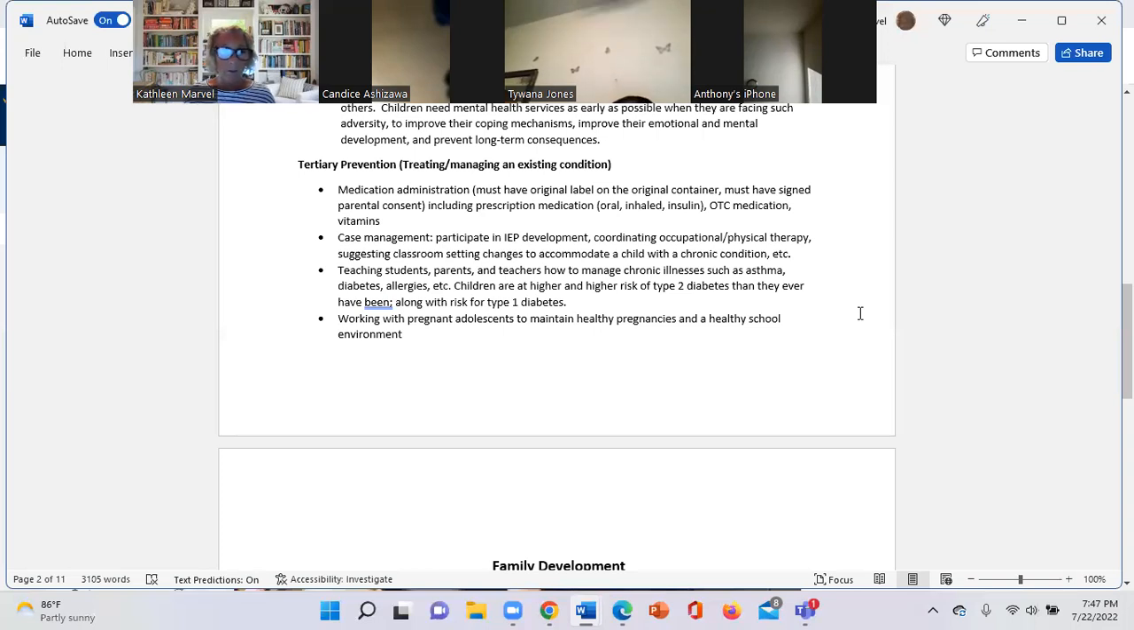our diabetic students. And then working with pregnant adolescents to maintain healthy pregnancies and healthy school environment. Okay, we want to make sure that these young ladies are getting to their prenatal appointments, that they're taking their vitamins, that if they're having issues, somebody can be attentive to that. Okay.